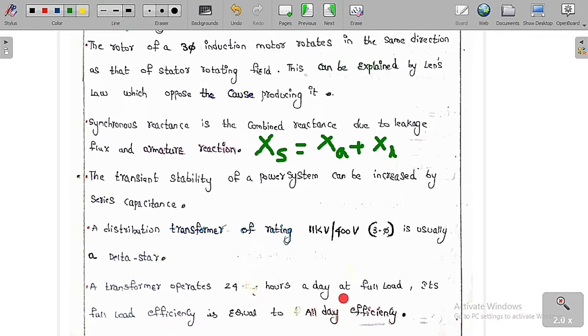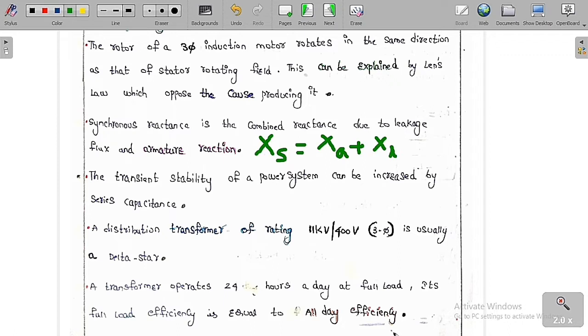A transformer operates 24 hours a day at full load. Its full load efficiency is equal to all day efficiency. Whenever a transformer operates 24 hours a day at full load, its full load efficiency equals all day efficiency. This is a very important point. Practically this is not the case, so for practical cases the full load efficiency is always less than all day efficiency.